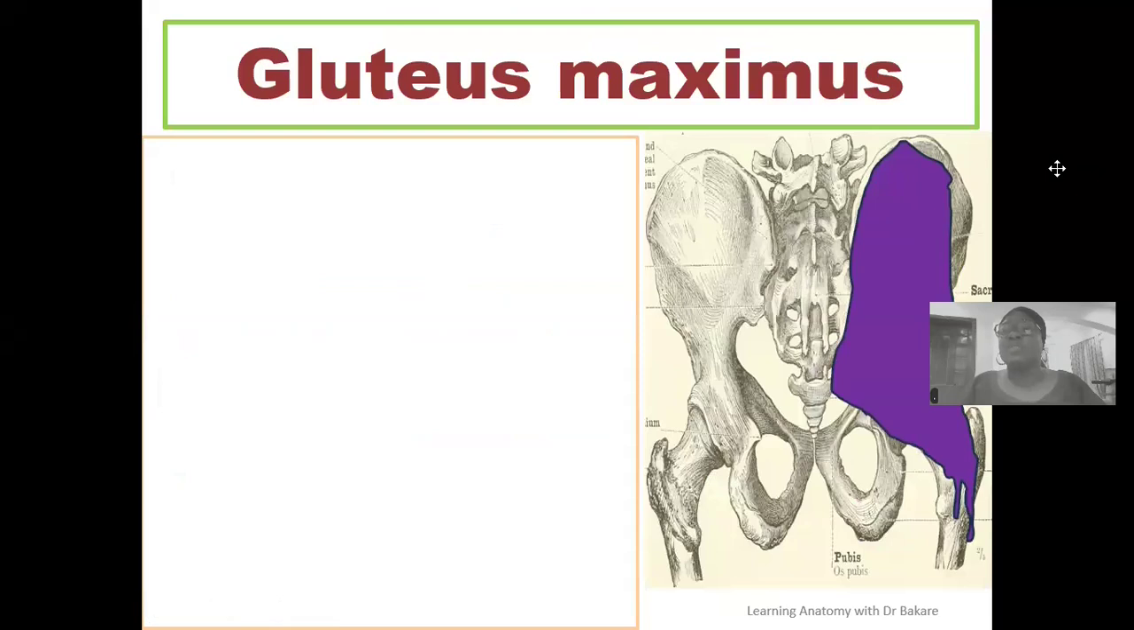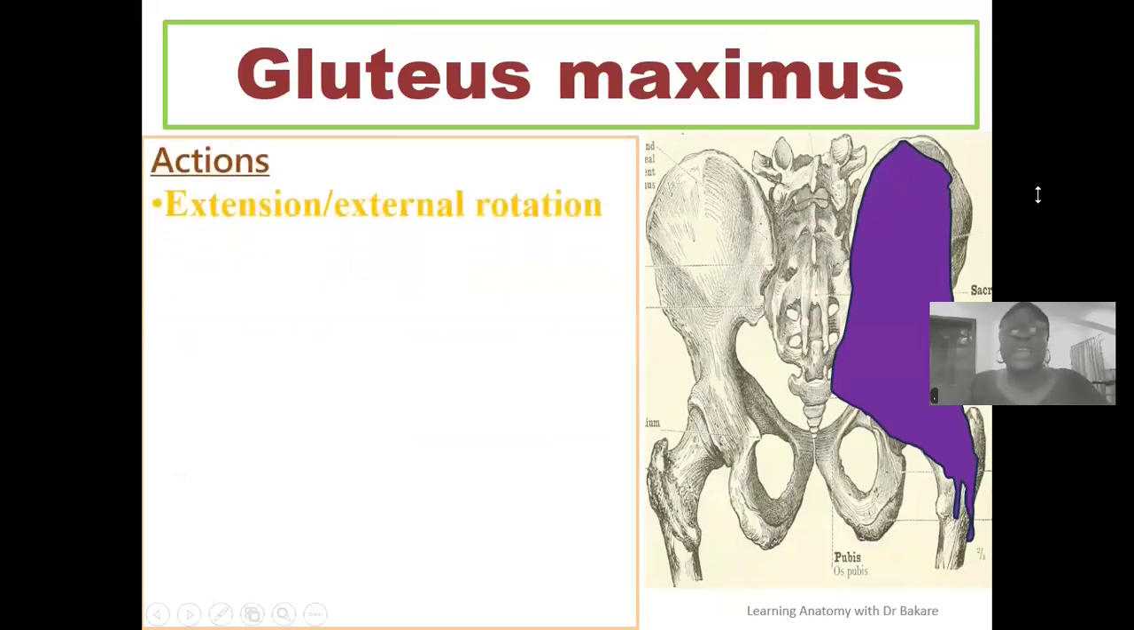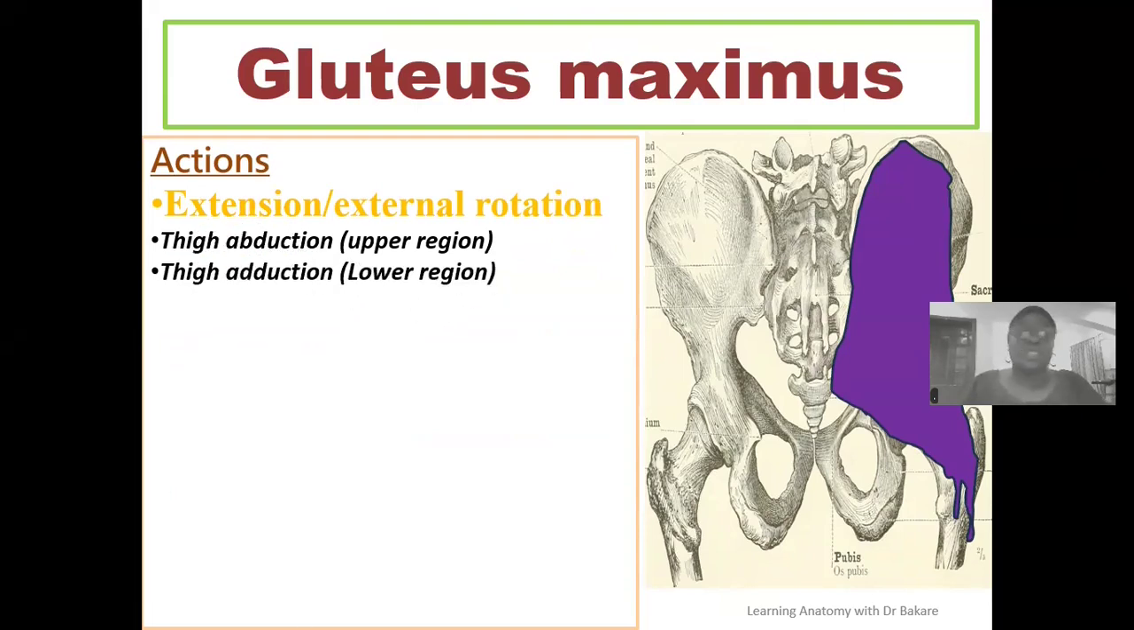So now let's go through the actions of the gluteus maximus. The gluteus maximus is known to exhibit extension and also external or lateral rotation of the thigh. Also, the different subregions of the gluteus maximus are seen to exhibit different functions. The upper region of the gluteus maximus is seen to allow for the abduction of the thigh, while the lower region of the gluteus maximus is seen to allow for adduction of the thigh. It is also seen to enhance hip stability.